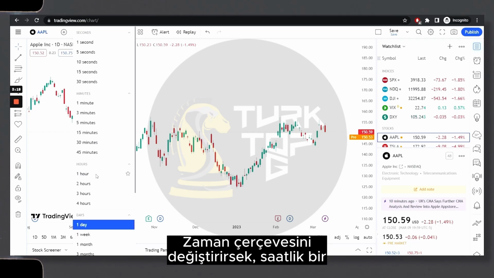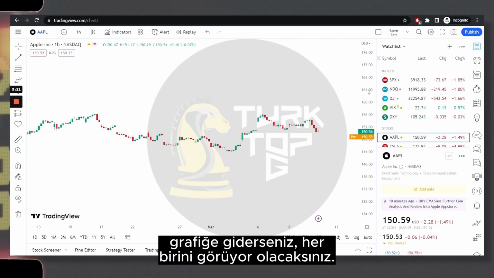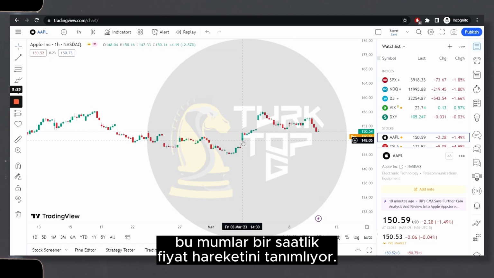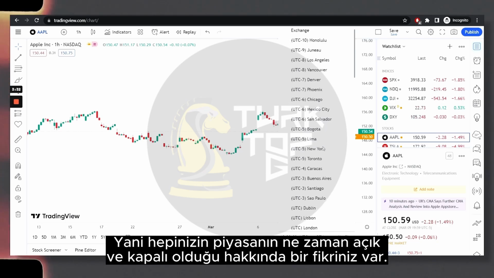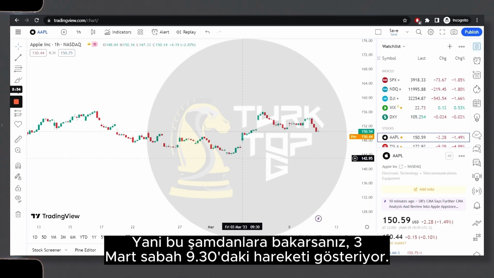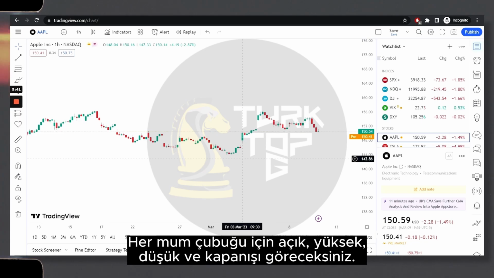If we change the time frame and go to an hourly chart, each one of these candles is defining the price action of 1 hour. I want to change the time frame of all of this to New York time, so all of you have an idea of when the market is open and closed. So if you look at this candlestick, it's showing the action on March 3rd at 9:30 a.m. New York time. That's when the market opens. You will see the open, high, low, and close for each candlestick.